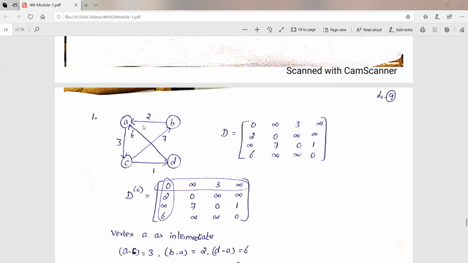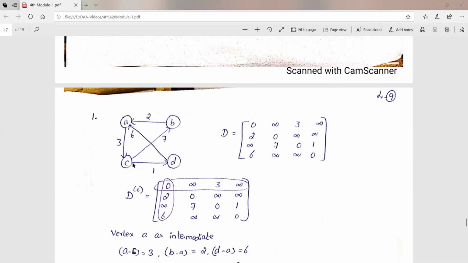Okay, so consider the vertex A. From A, we are having only one outgoing edge, that is 3 to the vertex C. So A to A will be 0. A to B there is no edge, so it will be infinity. A to C we are having the edge with the value 3, and A to D it will be infinity. Okay, so same way we have to identify for B: B to A only 2 we are having, so the remaining will be 0, infinity, infinity.